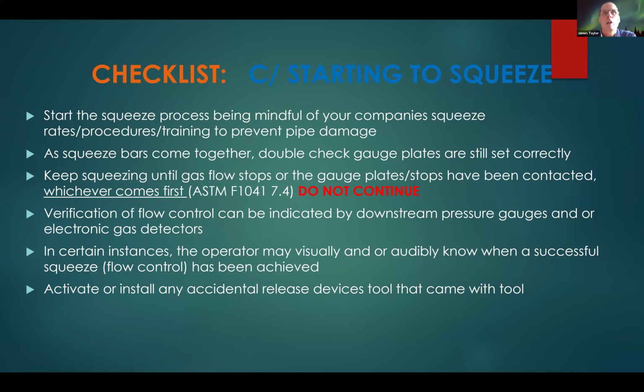In certain instances, the operator may know visibly or audibly that flow control has been achieved. Once you've got your squeeze down to your stops or the flow has stopped, activate or install any accidental release devices that came with the tool. In the unlikely event any of the hydraulic pressures ever fail, those bars are maintained together. They're not going to jump open on you. Okay, so now we're not going to talk about the work involved during the squeeze. We'll jump to the next one, please, Dirk.